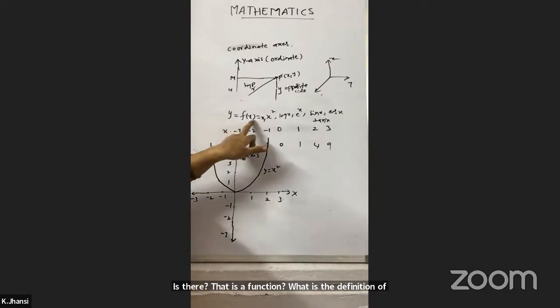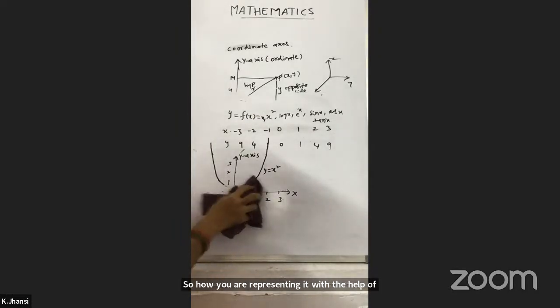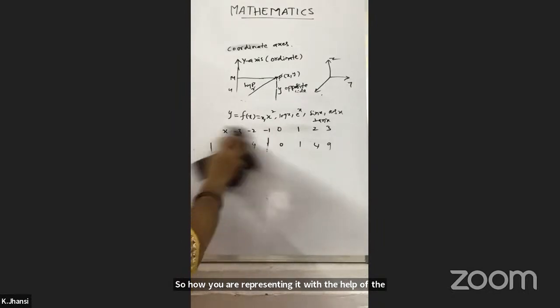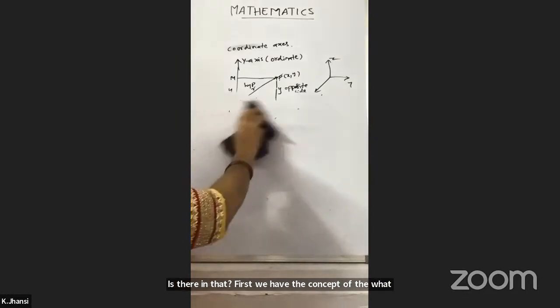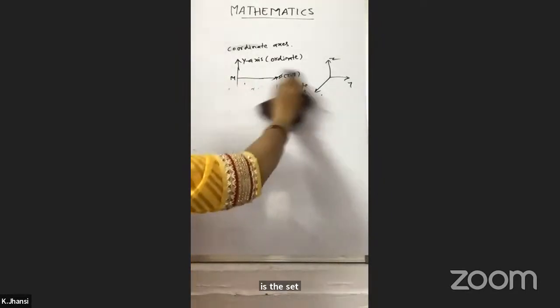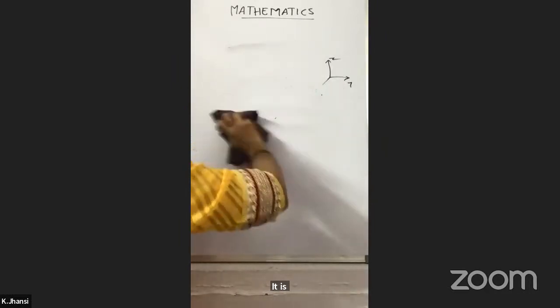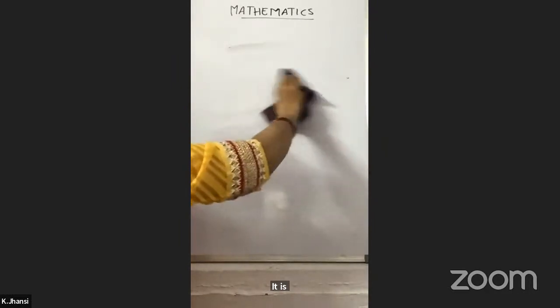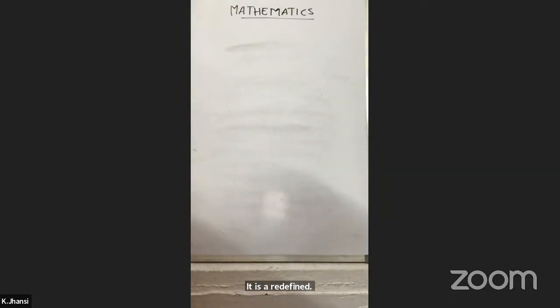Here we have already seen how to represent a function. How you are representing it is with the help of the definition. In that, first you have the concept of what a set is. Set means, you know, it is a well-defined set. You can take any set. Set means it contains elements which are well-defined. Okay. So in the function definition, two sets will be there.